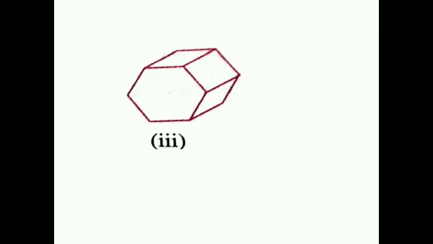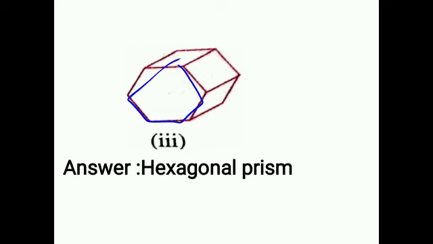So now the third one is, see here, 1, 2, 3, 4, 5, 6. This diagram contains 6 sides, so that's why it is called a hexagonal prism, right? Because the top and bottom are a hexagonal shape, so that's why it is called a hexagonal prism.